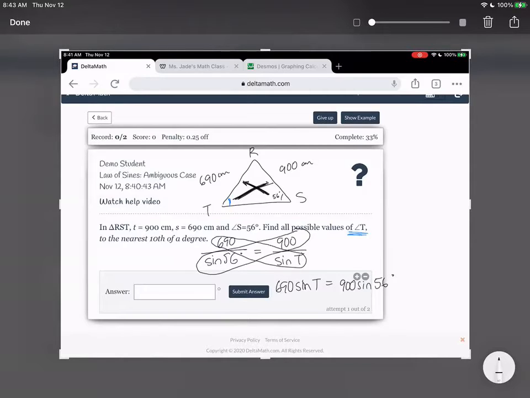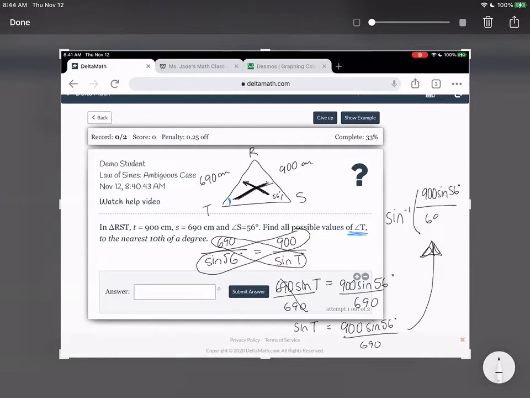And then we're going to get sine T by itself by dividing by 690. And then that cancels those out. We get sine T is equal to 900 sine 56 degrees over 690. Okay, so we are not done yet. We're going to be typing in the calculator. I'm writing it up here because that's where I have space. Sine inverse of 900 sine 56 over 690. This is what we're going to type in our calculator to get our T.